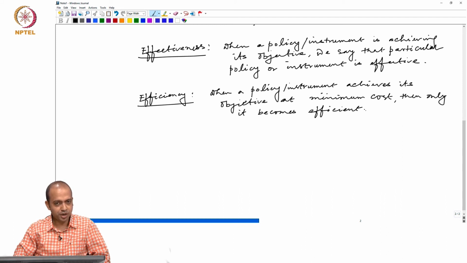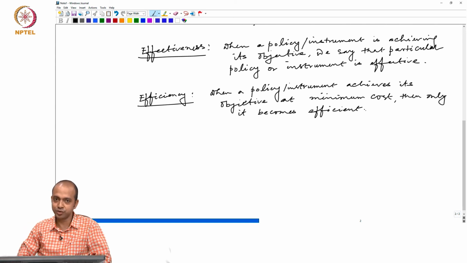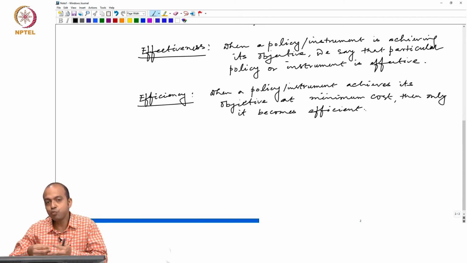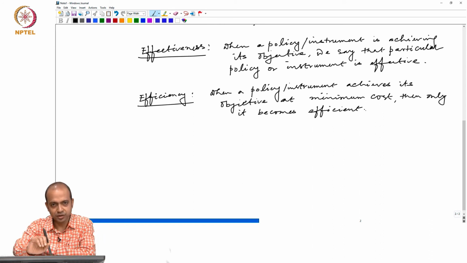Similarly, when there are different modes of controlling pollution, let us say that one is tradable pollution permit, and another one is emission tax, then we have to see what is the cost involved in each of these two methods of controlling pollution. If we find that emission tax achieves its objective at minimum cost, then we will say that emission tax is more efficient compared to tradable pollution permit. So, efficiency requires calculation of cost also, right?